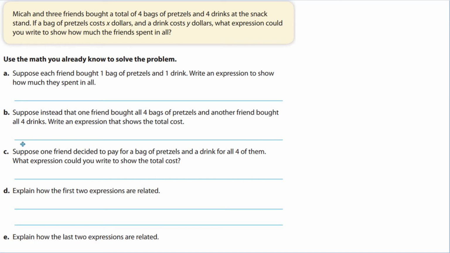Question C. Suppose one friend decided to pay for a bag of pretzels and a drink for all 4 of them. What expression could you write to show the total cost? Question D. Explain how the first 2 expressions are related. And then last, question E. Explain how the last 2 expressions are related. So right now, pause this video and do your best to solve these questions. And then when you unpause, we will go through them and you will see the answers.